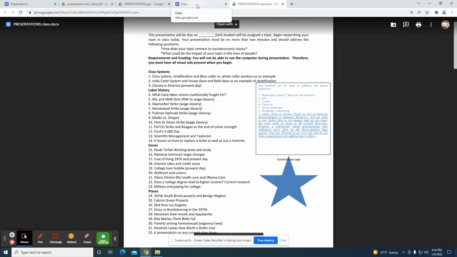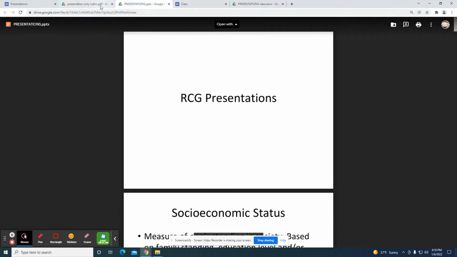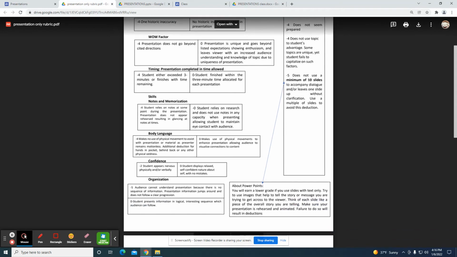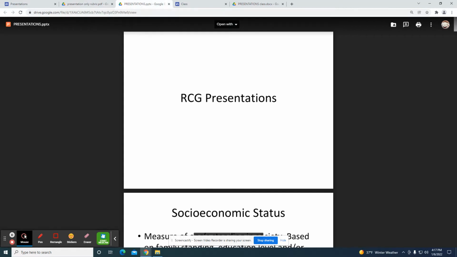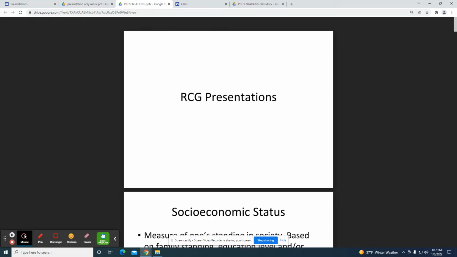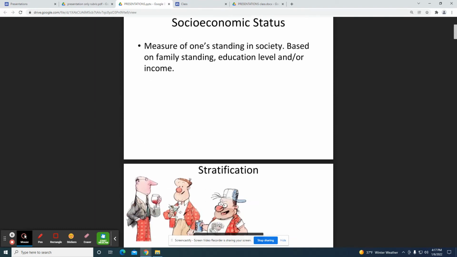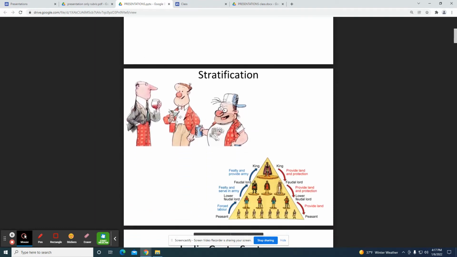And I want you to notice that I'm going to be moving through the slides. So the first item up, looking at the rubric, there's no sequence of information. Presentation information jumps around. So this one could be an issue because you have so many different topics. So I'm just going to start off by saying my presentation is designed to give you an understanding of various class topics. And the first issue that we are going to address is stratification.